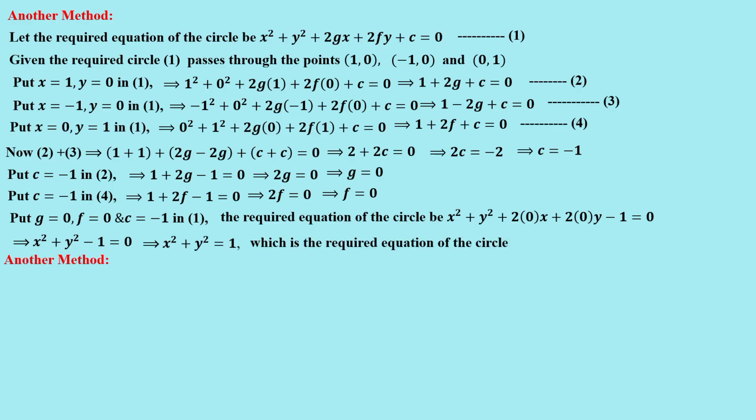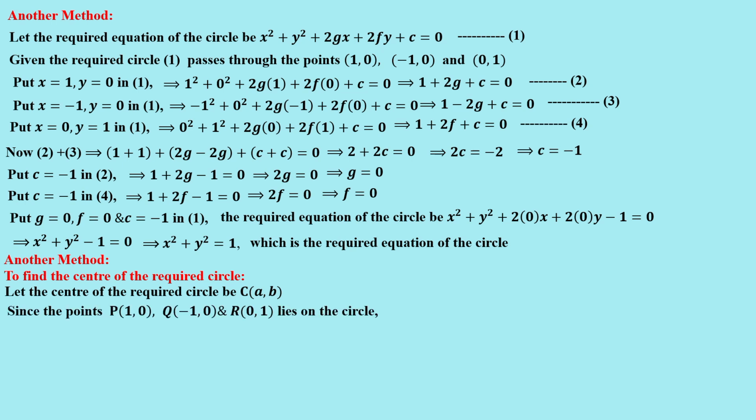So next, the third method, to find the center of the required circle. First we have to find the center of the required circle. So let the center of the required circle be C, with coordinates A comma B. The points are P 1 comma 0, Q minus 1 comma 0 and R 0 comma 1. We are giving names to the points for reference. All lie on the circle, right?